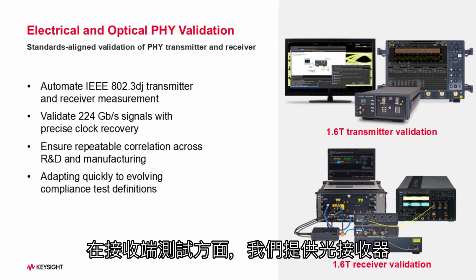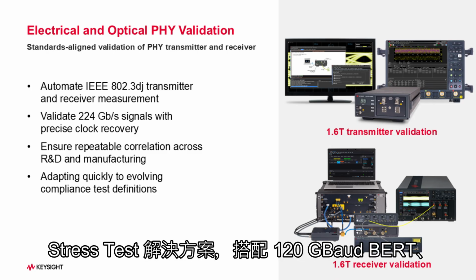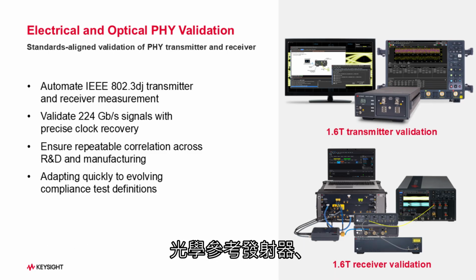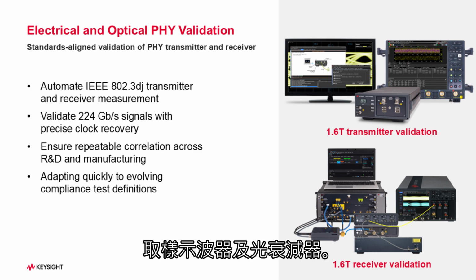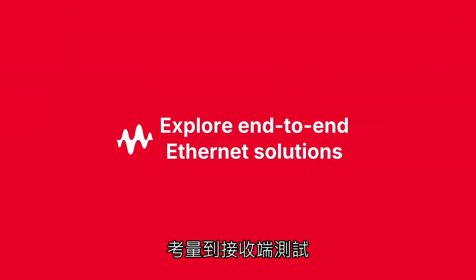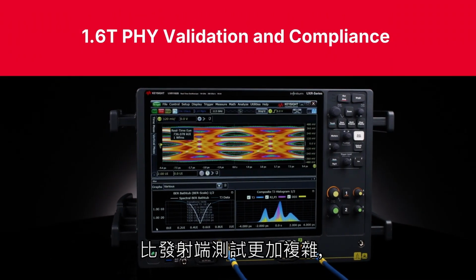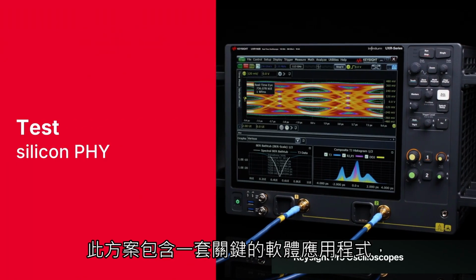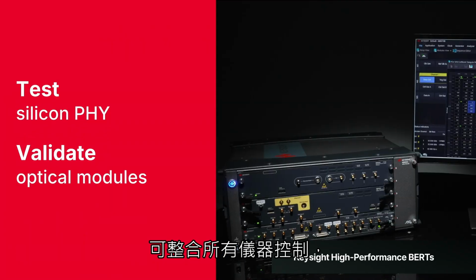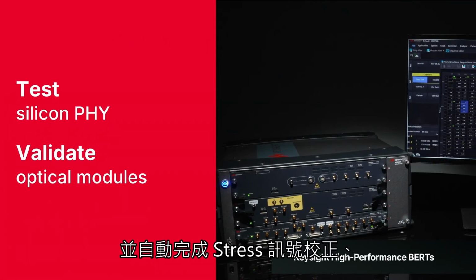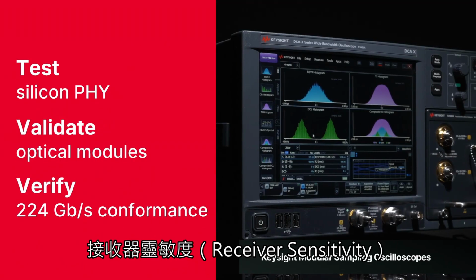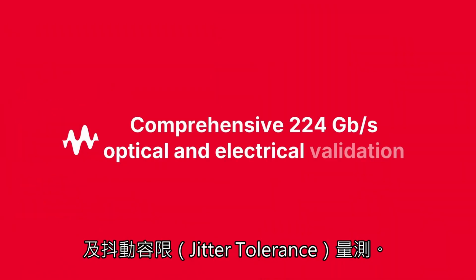On the receiver test side, we have our optical receiver stress test solutions featuring our 120 gigabaud BERT, optical reference transmitter, tunable laser source, sampling scopes, and optical attenuator. Considering the increased complexity of receiver testing over transmitter testing, this solution includes a vital software application which unifies instrument control and automates stress signal calibration, receiver sensitivity, and jitter tolerance measurements.